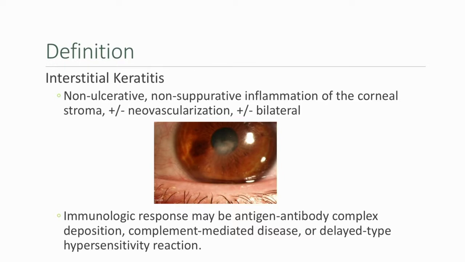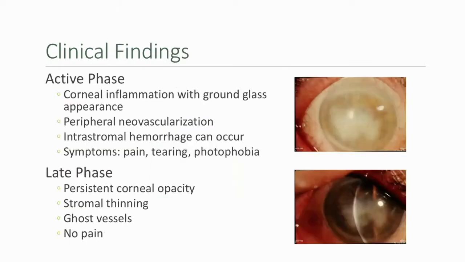The immunologic response within the cornea can be antigen-antibody complex deposition, it can be complement-mediated, or it can be delayed type hypersensitivity. So really any inflammation that's going on in the corneal stroma that's not involving epithelium or endothelium is essentially interstitial keratitis. There are two clinical phases.